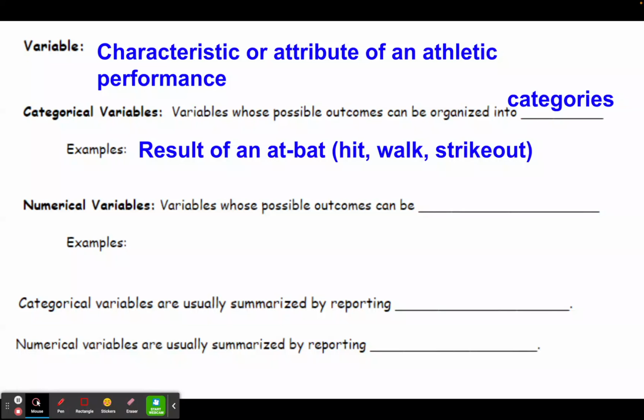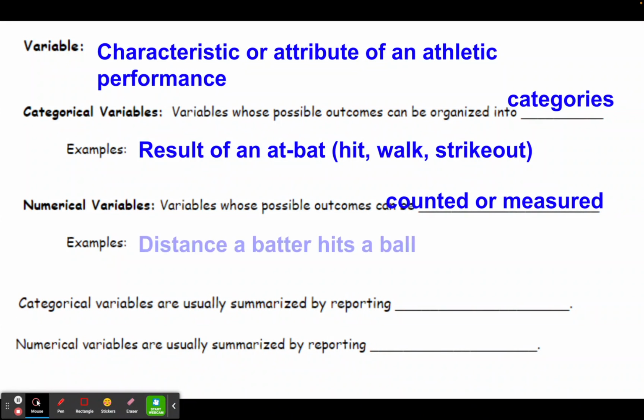In baseball, we can categorize the results of an at-bat, and those would be something like hit, walk, or strikeout. Numerical variables are variables whose possible outcomes can be either counted or measured. So in other words, their results are numbers. For instance, in baseball, if we measured the distance that a batter hits a ball, that would be numerical.